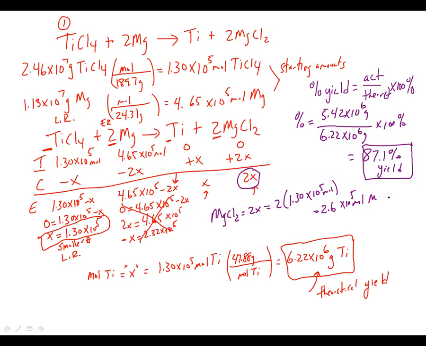Which again, if you then looked on the periodic table and found the molar mass of magnesium chloride, you can multiply it by 115.2 grams per mole. And that would get you something like 3 times 10 to the 7 grams of that guy would be produced.